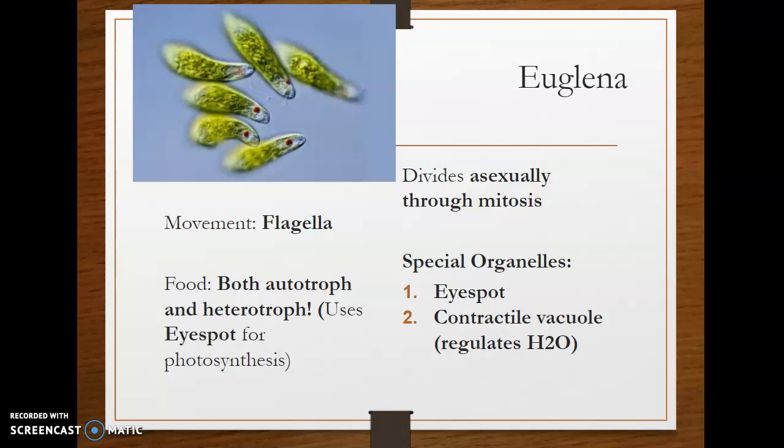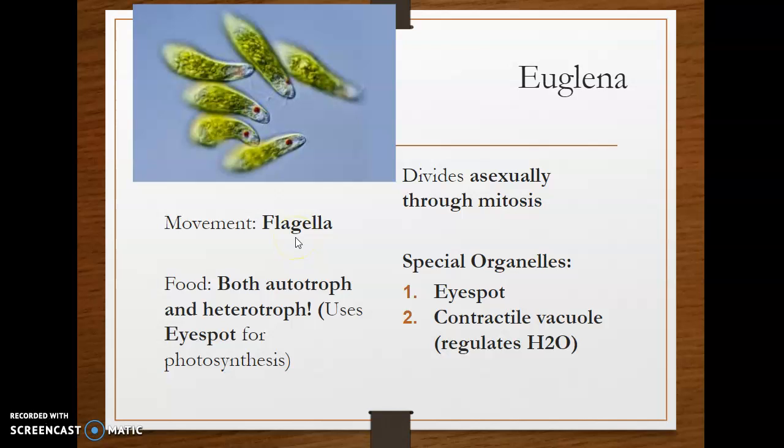Now let's move on to the euglena. Think about it. It's green. What do you think it can do? Just like a plant, it's an autotroph, but it's also a heterotroph, so it's pretty cool. The way that euglena move is through this structure right here, kind of like a sperm cell. So the movement that it uses is going to be through a tail called a flagella.